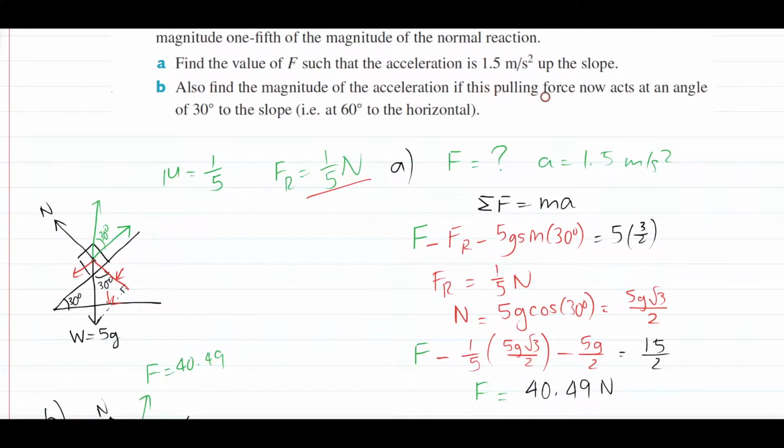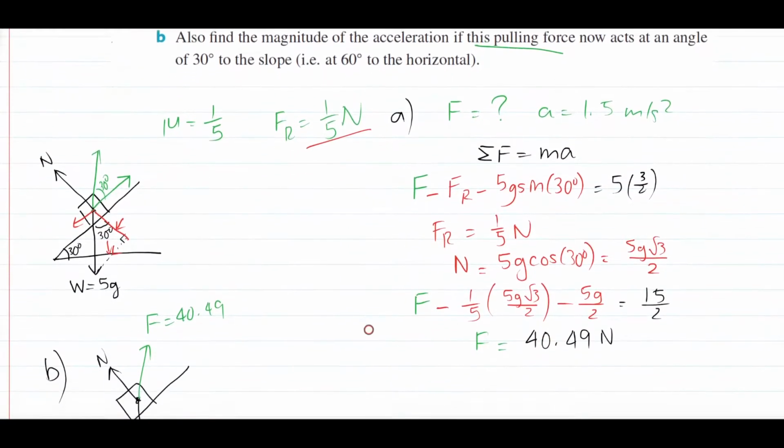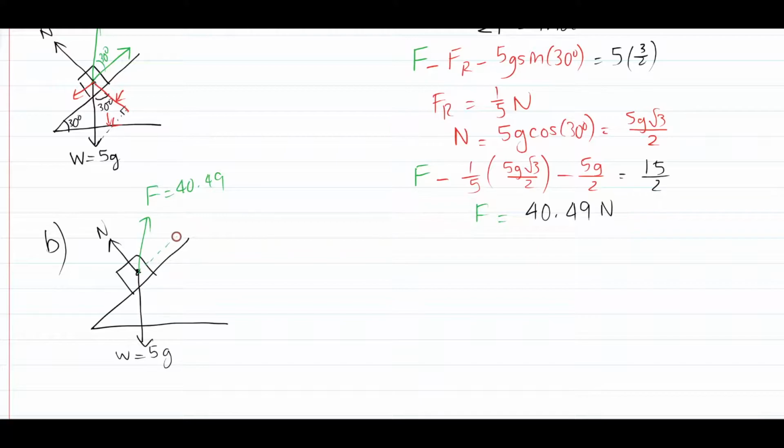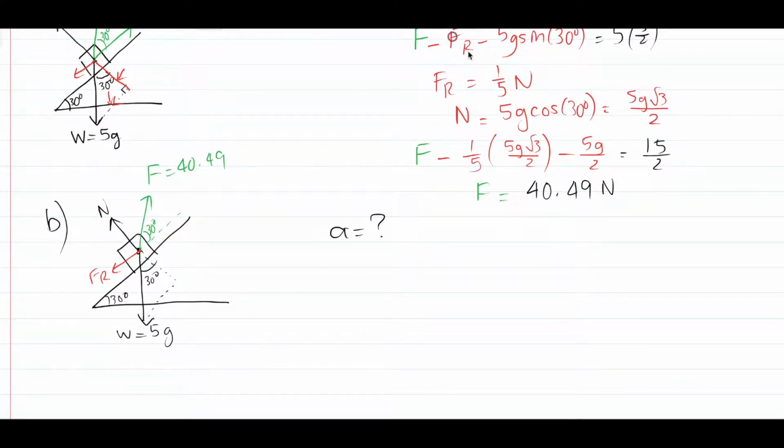Find the magnitude of acceleration if this pulling force, which is our 40.49, is 30 degrees, right? Okay, and of course you got friction going the other way, as we already had friction right here. And then you have the natural force moving the object downwards. That slope is 30 degrees. How do you find your acceleration? That is our goal. We need to find our new acceleration, when the 40.49 is on an angle of 30 degrees to the slope. To do this, we use the same equation as before.